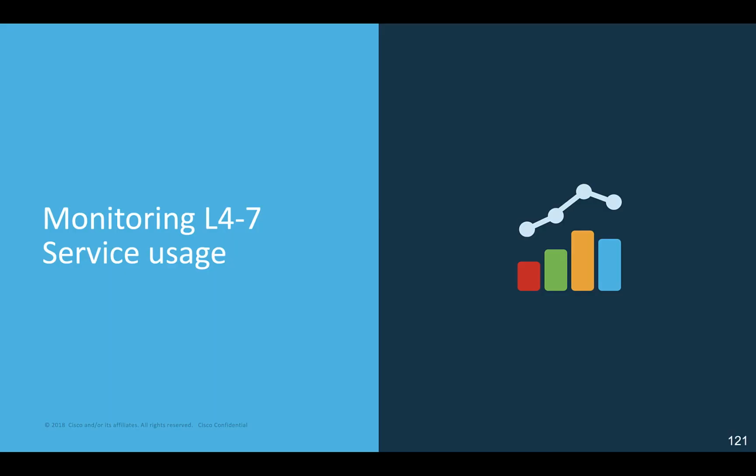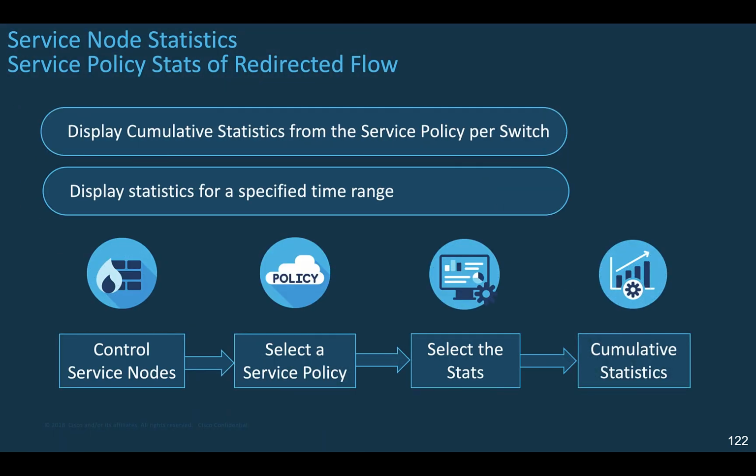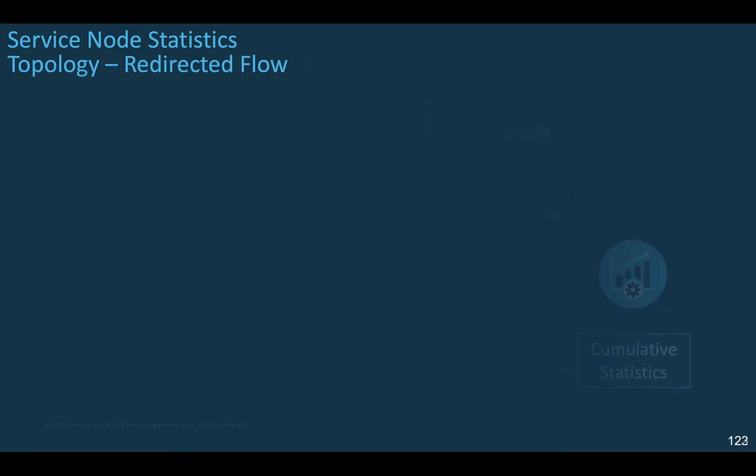Now the service policy is active, you may want to monitor its usage. When the service policy is up and running, you can monitor the data packets that hit the firewall. You need to select the service policy you wish to monitor and select the statistics. Then you select the leaf node that displays the cumulative redirected flow that hit the policy associated to the switch. The statistics are displayed for the selected switches and for a specific time range.